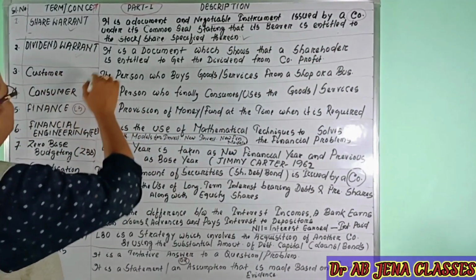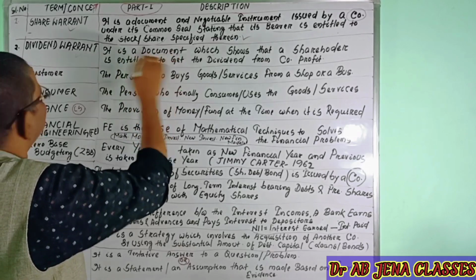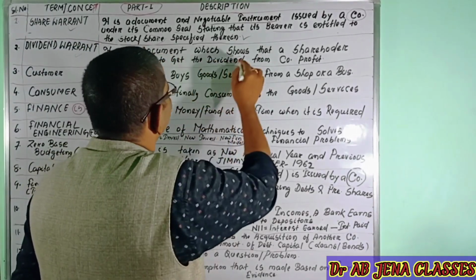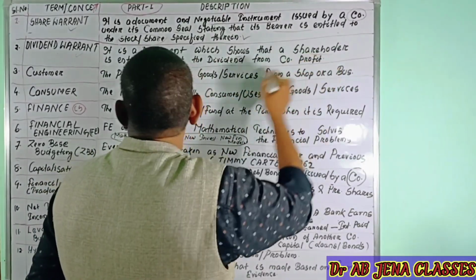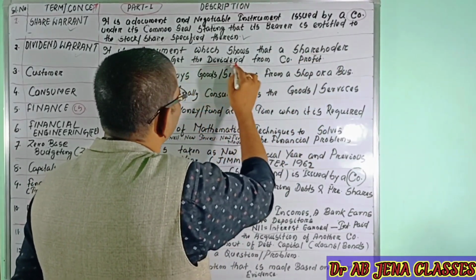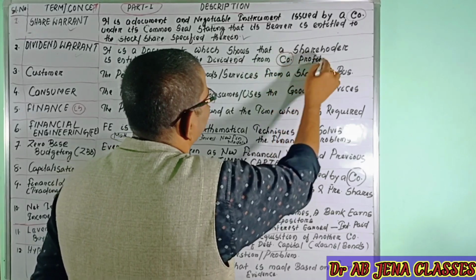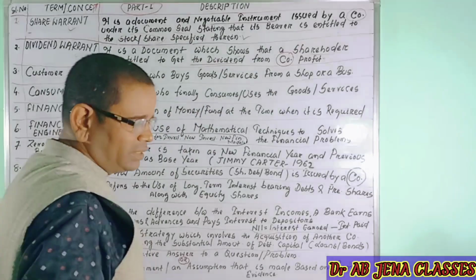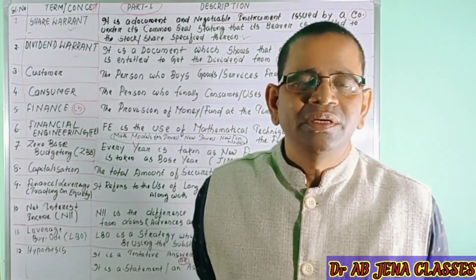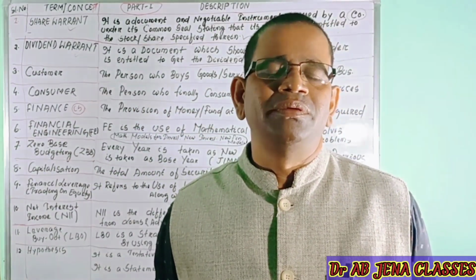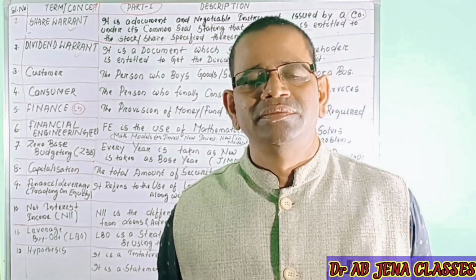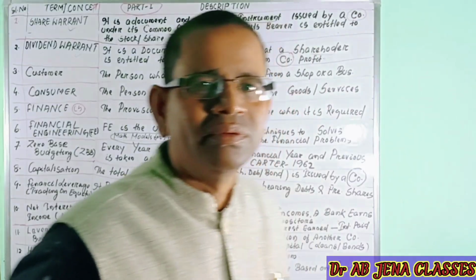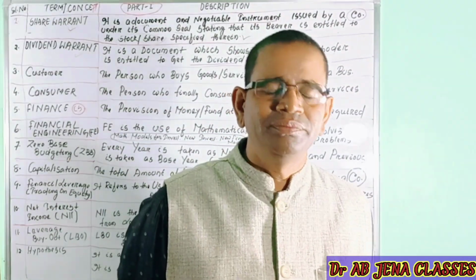Now the dividend warrant. A dividend warrant is also a document, like the share warrant, which shows that a shareholder is entitled to get the dividend from company profit. The dividend warrant clearly mentions what dividend will be payable to the shareholder. Dear friends, now you are clear.